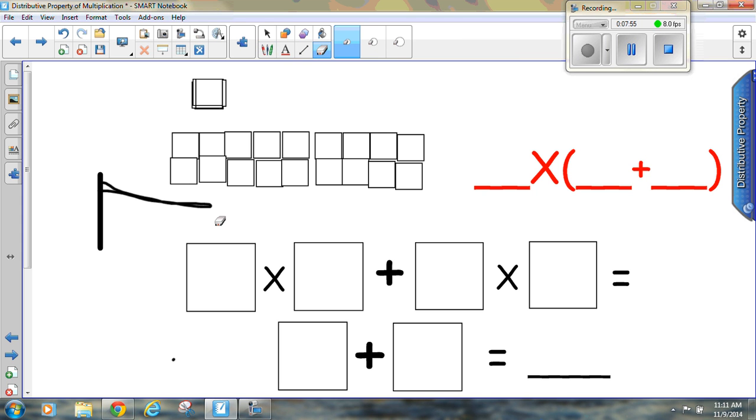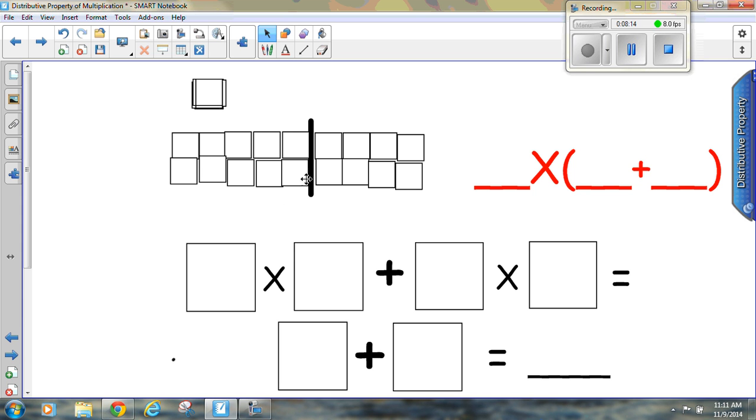Forgot to change and get my pointer. So let me erase that. Okay, let me get the pointer now. 1, 2, 3, 4, 5. And there's the break apart stick.